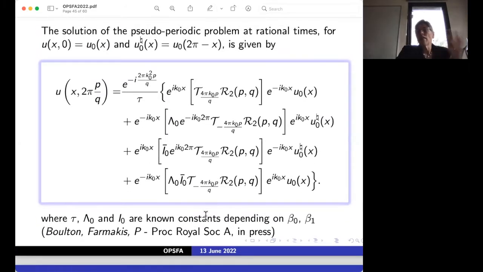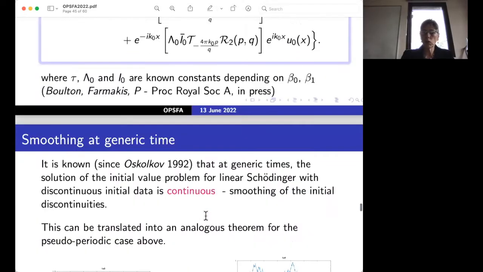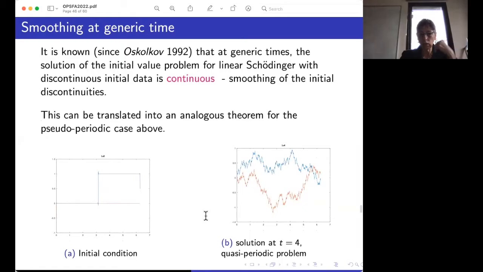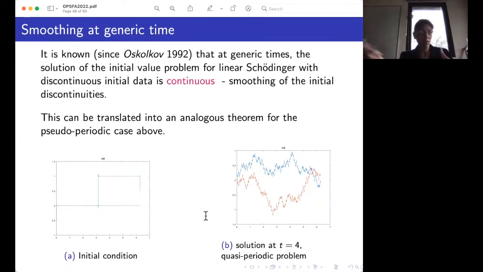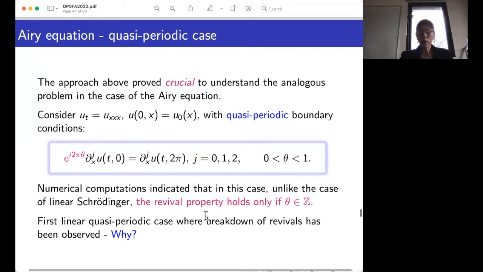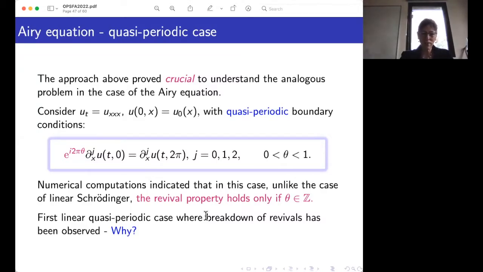And this would just be a rewriting of a known result if we stopped there. But first of all, of course, there is also smoothing, because if you can reduce this to just the periodic problems, all the known results for the periodic problems get through. And so we also know, theoretically, rigorously, that at non-rational times, there is regularization of any discontinuity. What we wanted to do is look at what happens in the third order case, which is much less obvious.